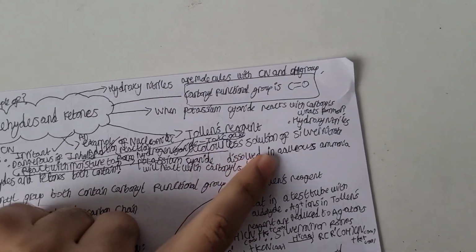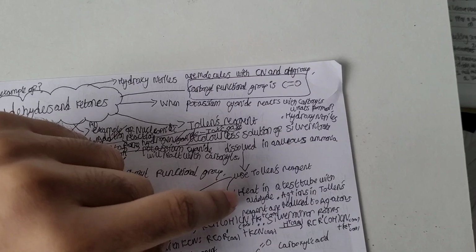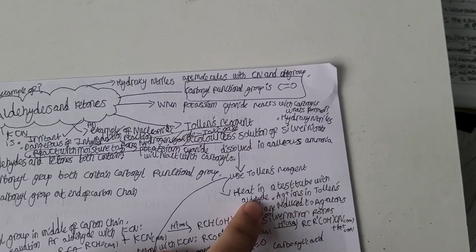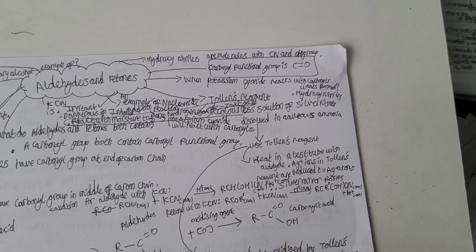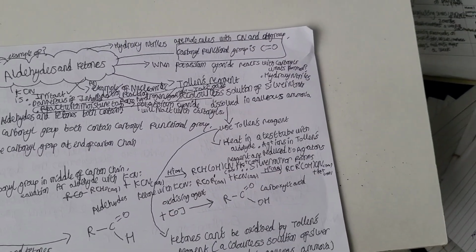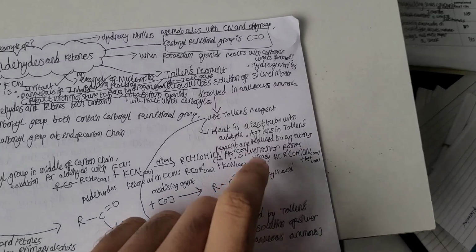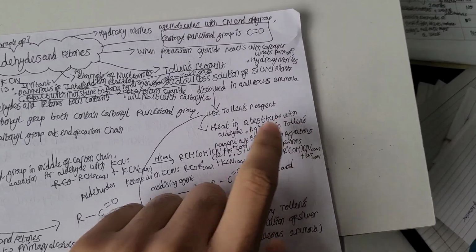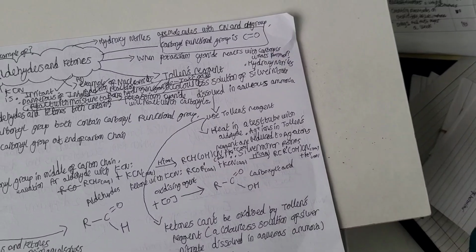Tollens' reagent is a colourless solution of silver nitrate dissolved in aqueous ammonia. We use Tollens' reagent and heat in a test tube with an aldehyde. Obviously not with a ketone, because ketones can't be oxidized by Tollens' reagent: no colour change. Ag+ ions in the Tollens' reagent are reduced to Ag atoms, silver atoms. The silver mirror forms.